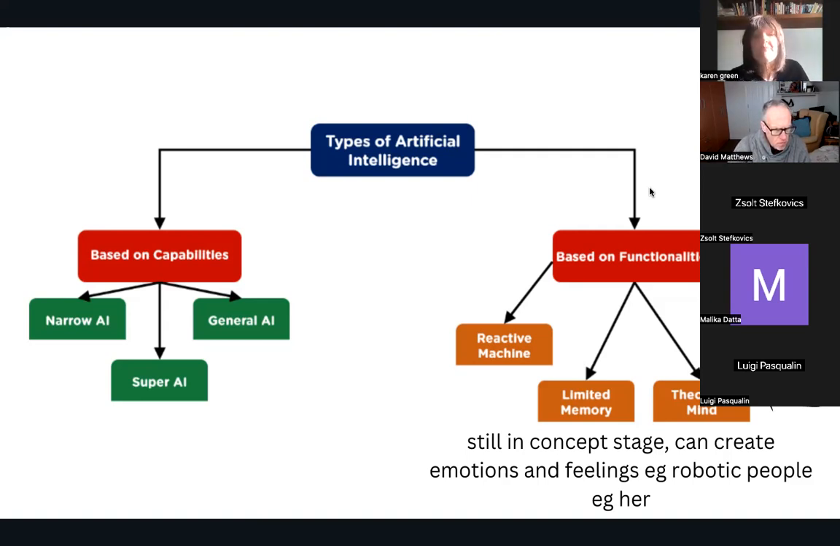So I was talking about whether robots can feel and have emotions, and I gave the example of a film, quite old now, I think it was 2014, called Her, with Scarlett Johansson, where she plays a robot that somebody falls in love with. So that's in the concept stage, but it's really not far off.